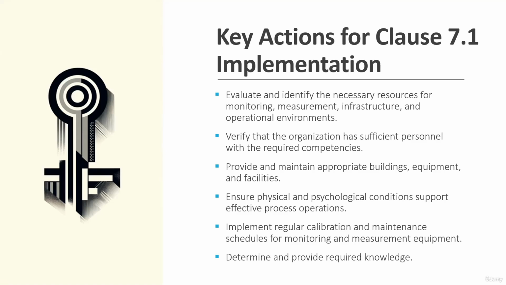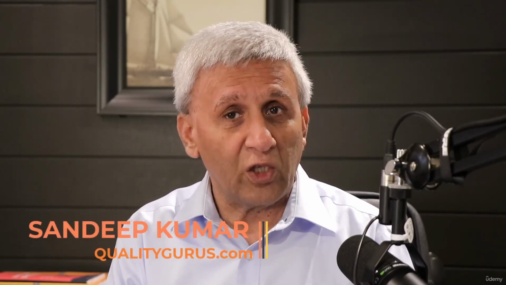When it comes to measuring and monitoring devices, these need to be calibrated and maintained on a scheduled basis, and you need to keep a record of them in the form of, let's say, a calibration log. Then you need to determine and provide the required knowledge for people to do the job. Basically, a lot of things are to be considered in 7.1, which is resources. We are at clause 7, which is support. In the next video, we will talk about 7.2, 7.3, and 7.4.